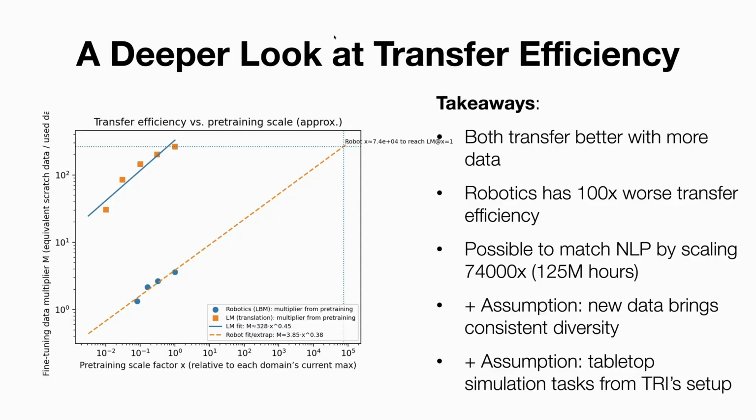Another assumption is that the fine-tuning setting TRI was studying, where all of these data points come from, is tabletop simulation tasks. It's not really the whole suite of tasks that robotics needs to do, and how it transfers there, we don't know. But I really hope to get more metrics. This is one of the first ways, I think, to really quantify the differences between the setup that we have compared to domains like NLP.